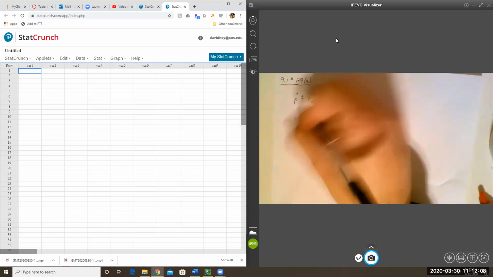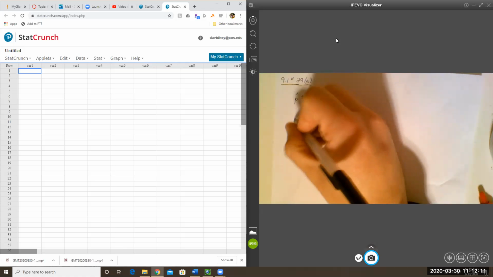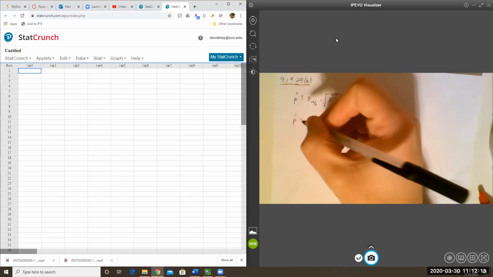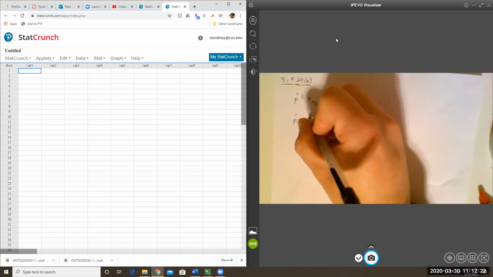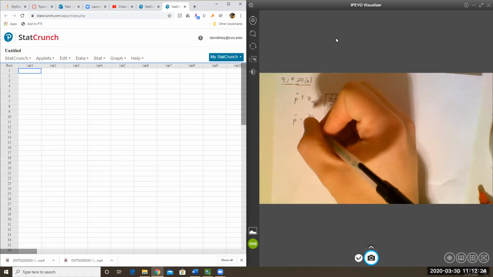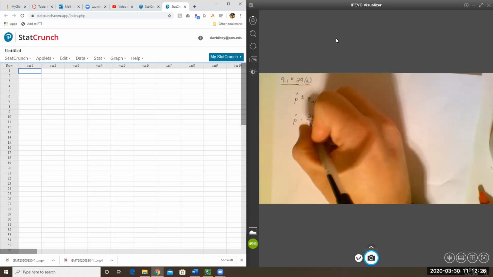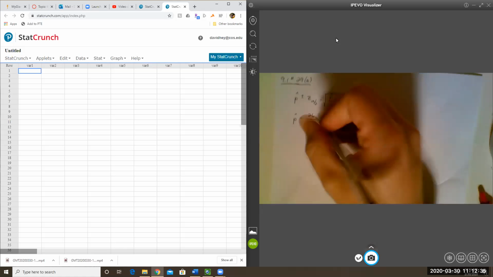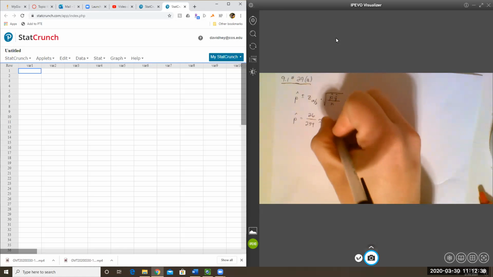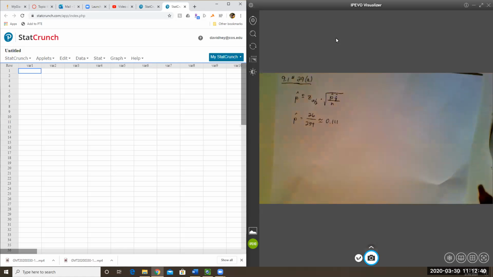If you were doing this by hand, first of all, you would have to figure out what p-hat is. So p-hat is the number of successes over the number of trials. Here we're considering success to be elevated levels of PSA. So there were 26 of those. So there are 26 successes out of the 234 trials. So 26 out of 234 is about 0.111 if I round to 3 decimal places.